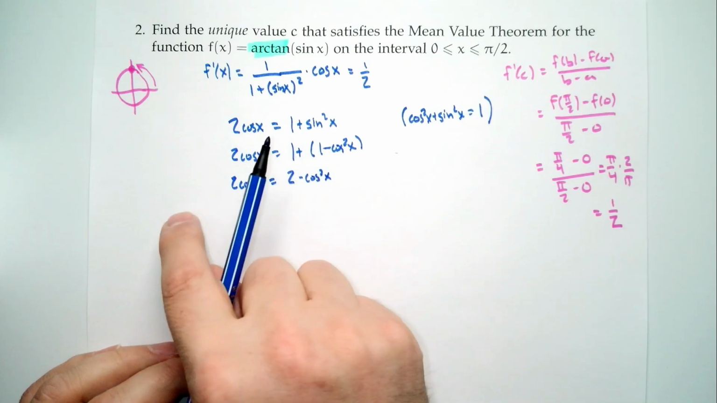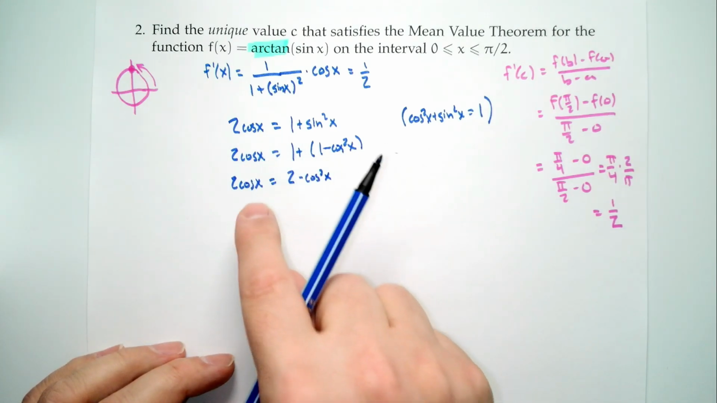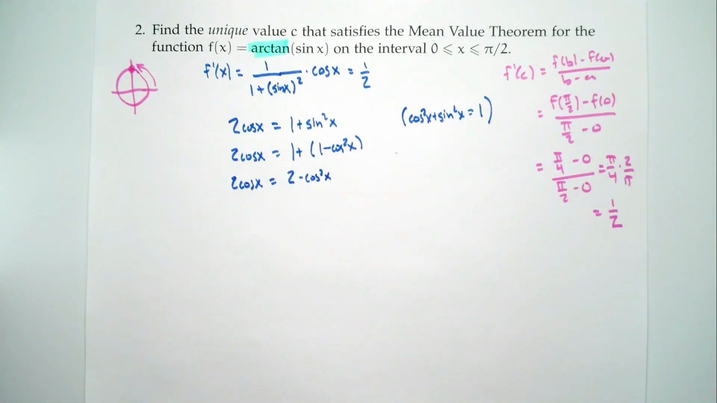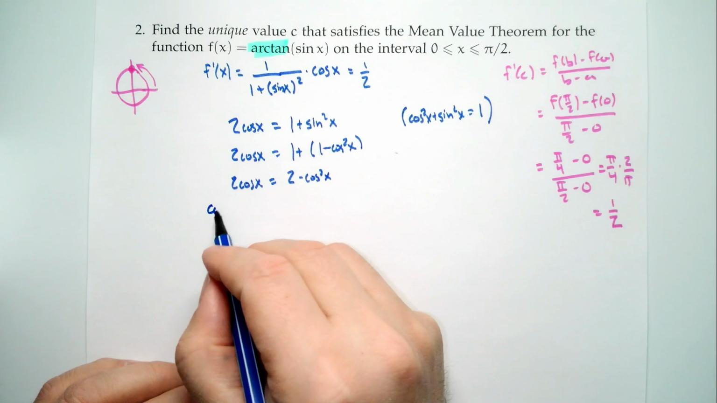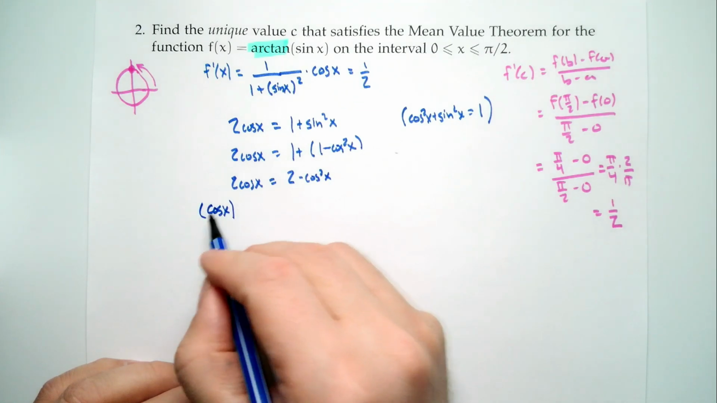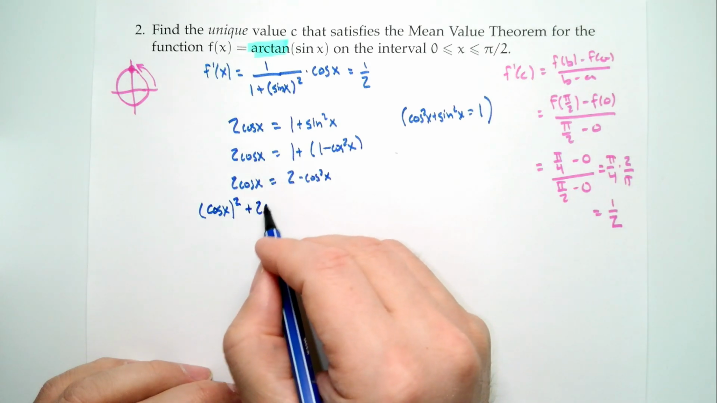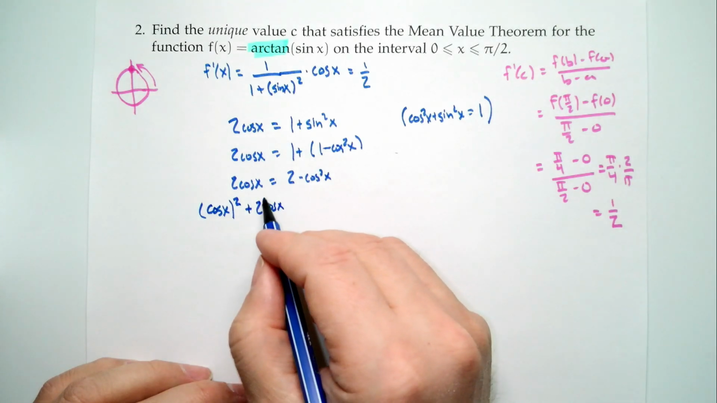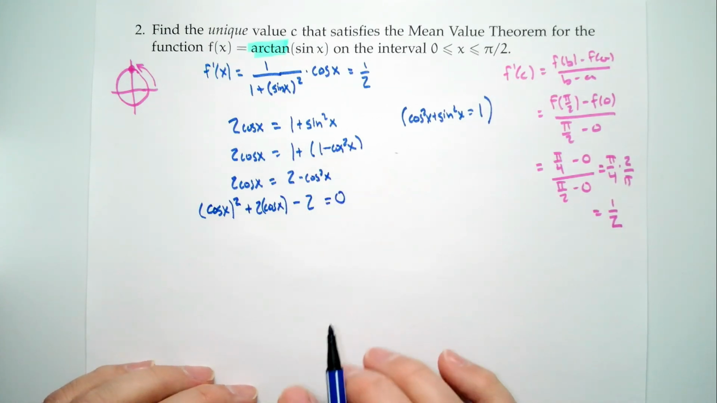Let's put everything on one side. Oftentimes when we're solving an equation, we like to set something equal to 0. And the reason is we're hoping maybe we'll get some nice factoring or something else. So if we pull it across, we get cosine squared of x, which for some mysterious reason, I'll write as cosine of x squared, plus 2 times cosine of x minus 2 equals 0.